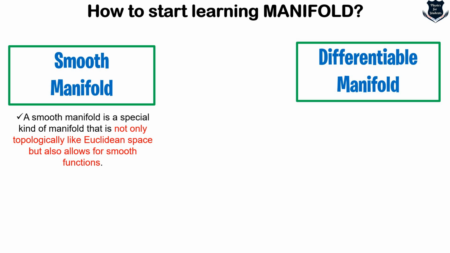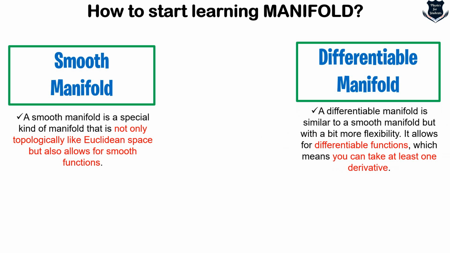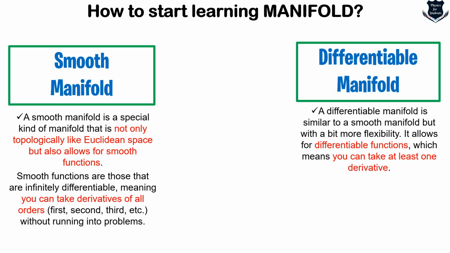So let us understand that a smooth manifold is a special kind of manifold that is not only topologically like Euclidean space but also allows for smooth functions. I hope I don't need to explain what a smooth function is. Now a differential manifold is similar, just like a smooth manifold but a little bit more flexible. Why? Because it also allows differentiable functions, which means you can take at least one derivative.